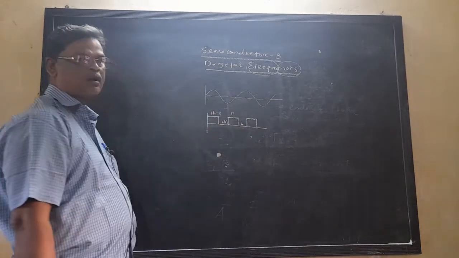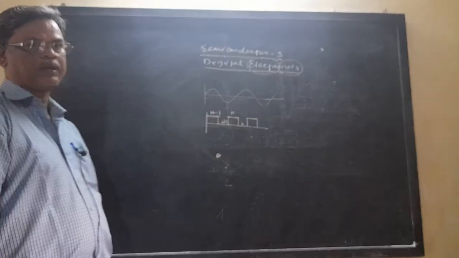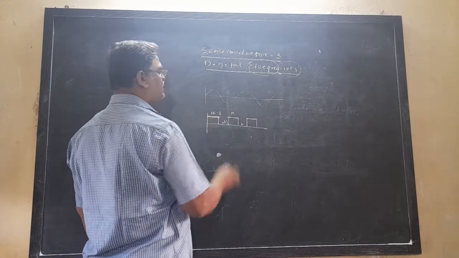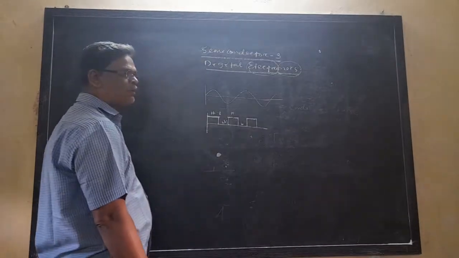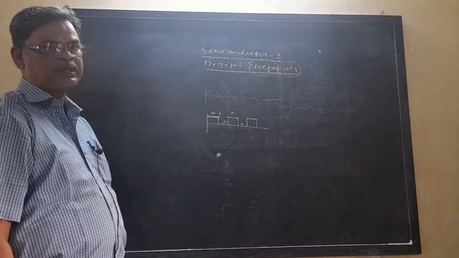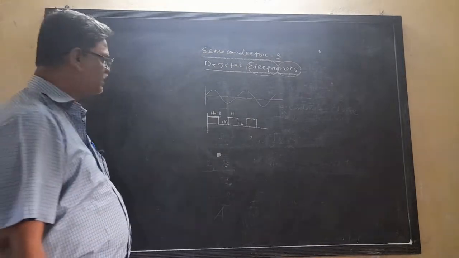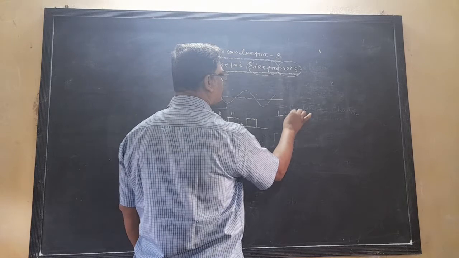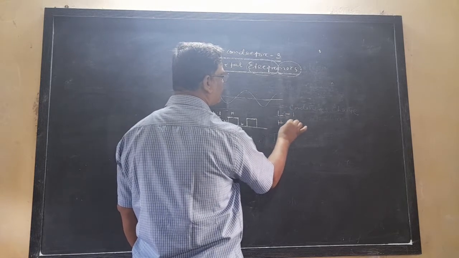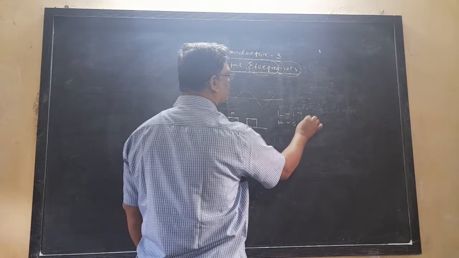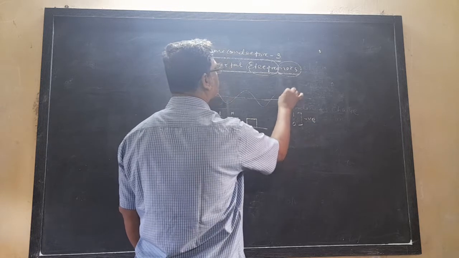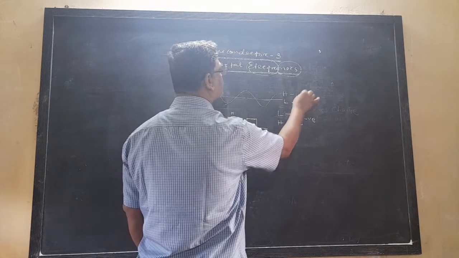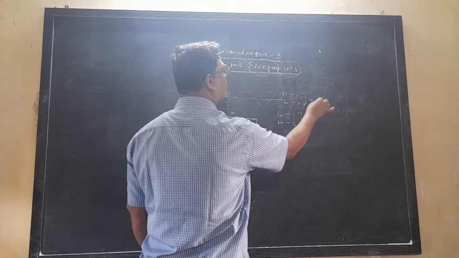This is known as the positive digital circuit, in which the high level is represented by 1 and the low level is represented by 0. Similarly, in some cases the low level is represented by 1 and the high level is represented by 0, and that is known as the negative circuit. When high is represented by 1 and low by 0, this is known as the positive circuit.